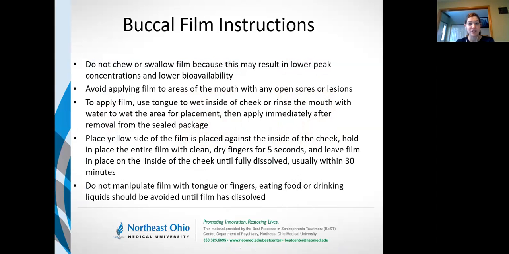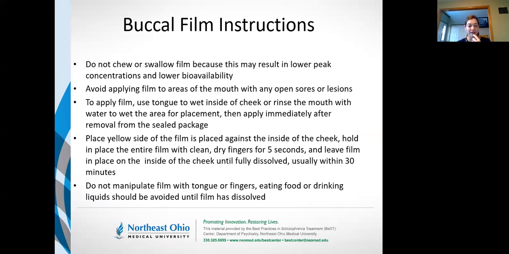As far as administration, when they do have the buccal film in, it is recommended that they're not chewing or swallowing. If they do need to do a presentation similar to this, where they're going to be talking for a while, that may not be ideal, just because as their teeth and their tongue are moving, we don't want it to dislodge the film that was put in place.